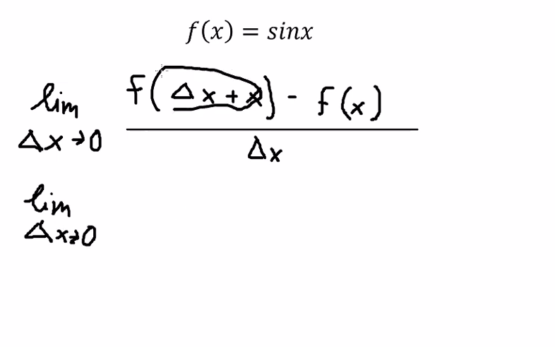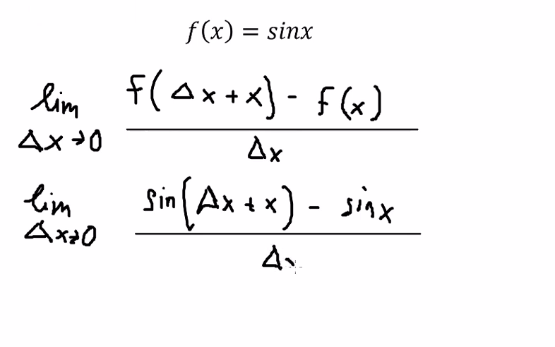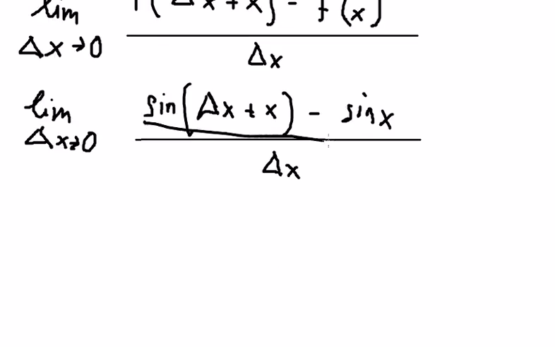So we put this one in here. So you got sine of delta s plus s minus sine s over delta s. So on the numerator we have the formula sine minus sine.